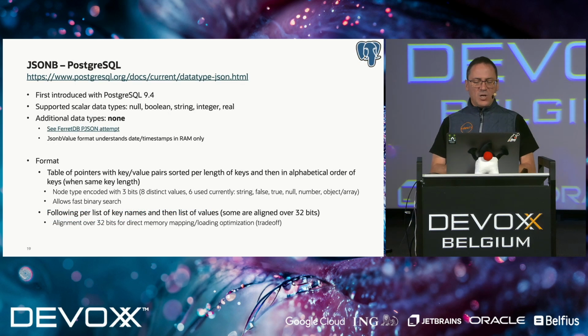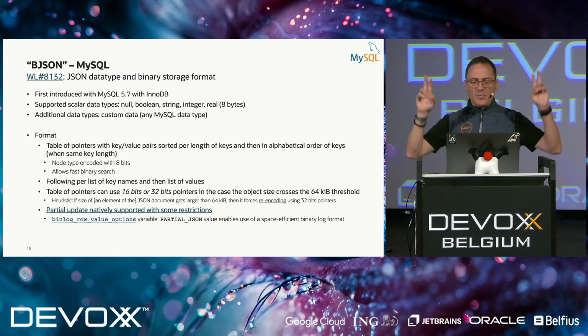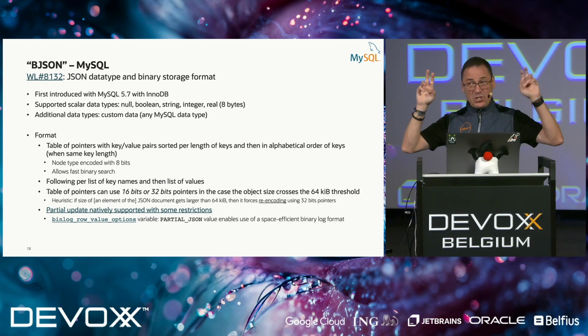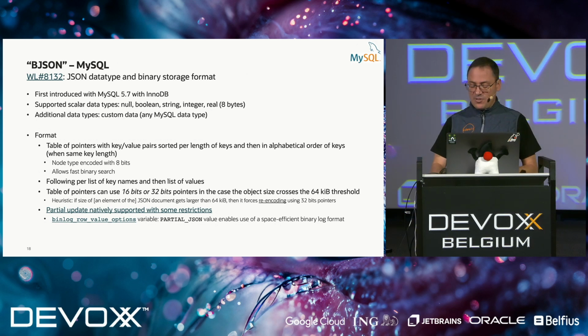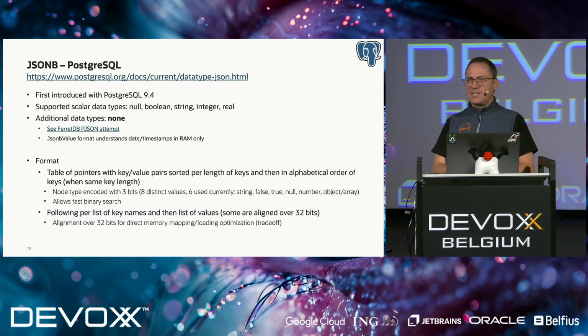In the case of Postgres, the one thing that I want to say is that bJSON is in quotes because we don't have an official name for the format. It's just binary JSON. In the case of Postgres, it's JSONB. I think that this started with a proof of concept on FerretDB. Now, this was added yet again as another set of extensions. At the time, I think it didn't come from core Postgres. And the implementation, the format, is very similar to MySQL. Again, it's just a table of pointers for key values. The keys are sorted by length and then sorted alphabetically.